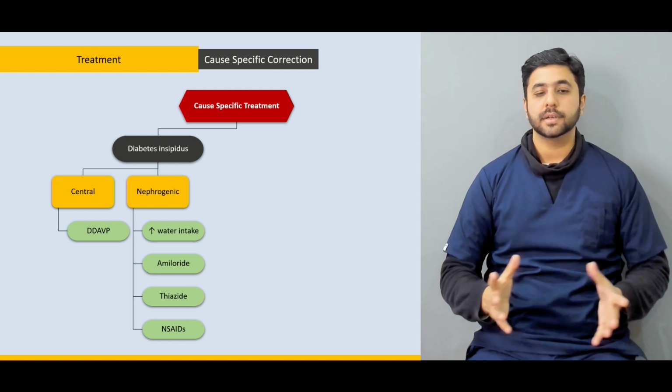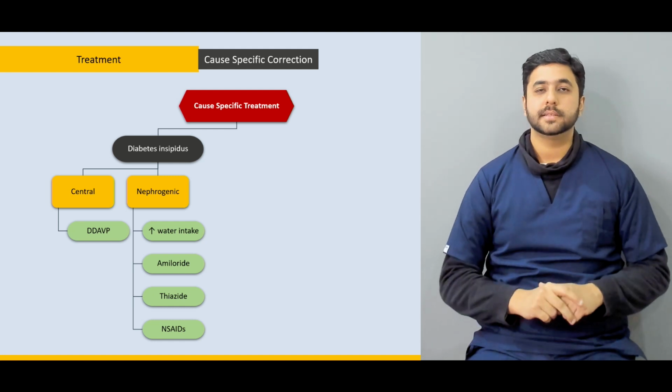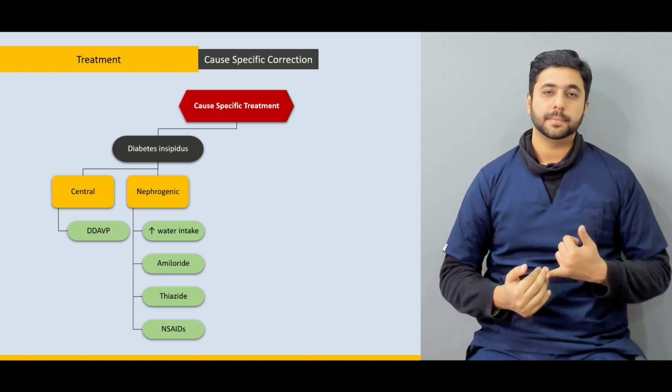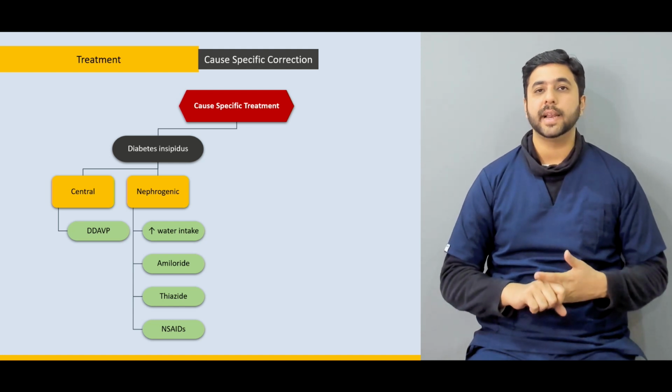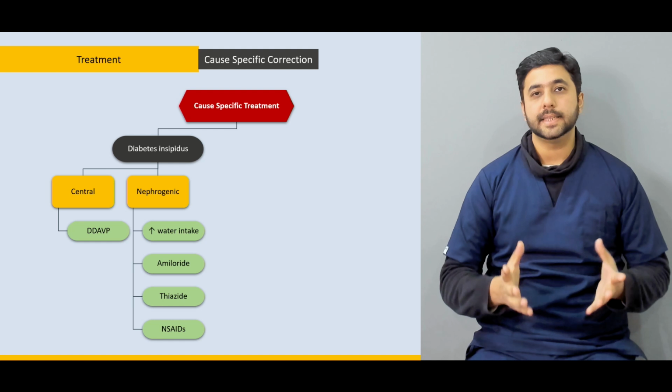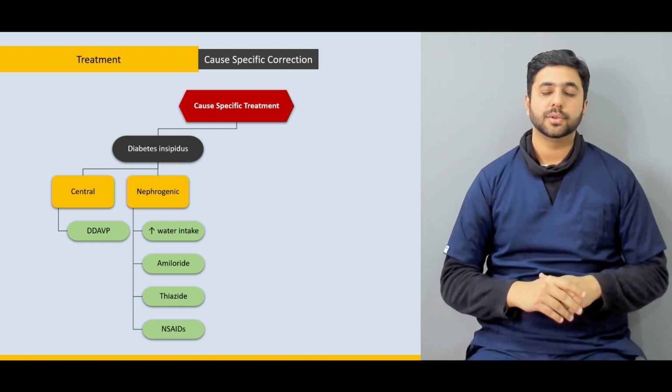So in the context of nephrogenic diabetes insipidus, I want you to remember all these steps: we initially increase the patient's water intake. Then if that doesn't work, we can give amiloride, specifically in terms of lithium-induced nephrogenic diabetes insipidus. Thiazides and NSAIDs can also be effective.